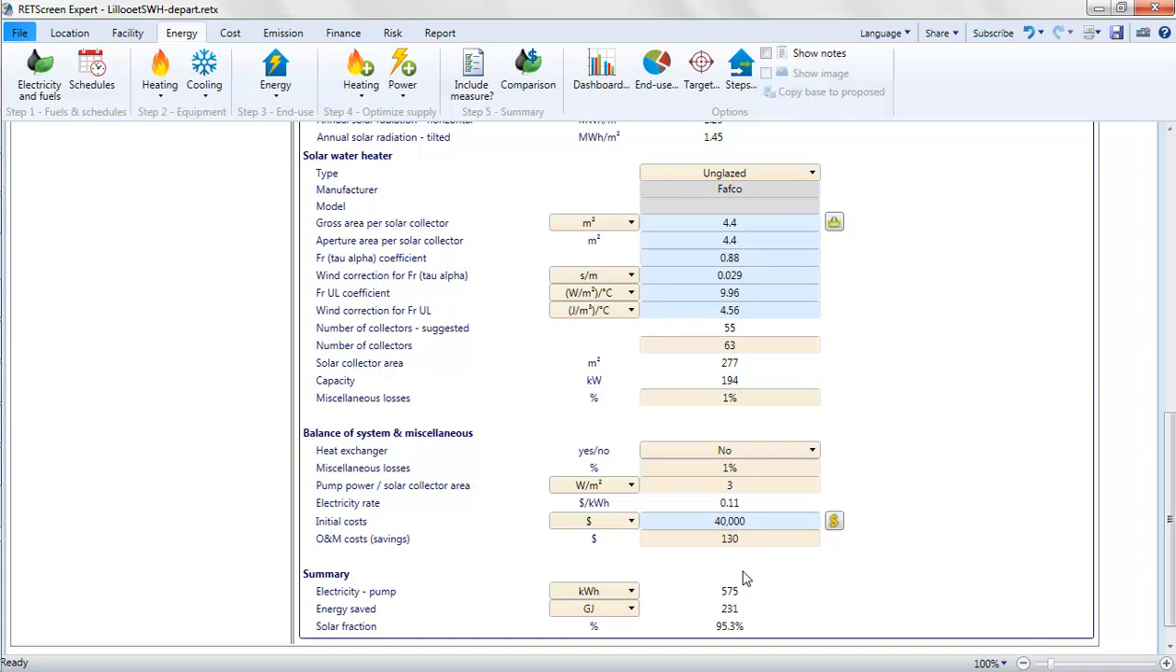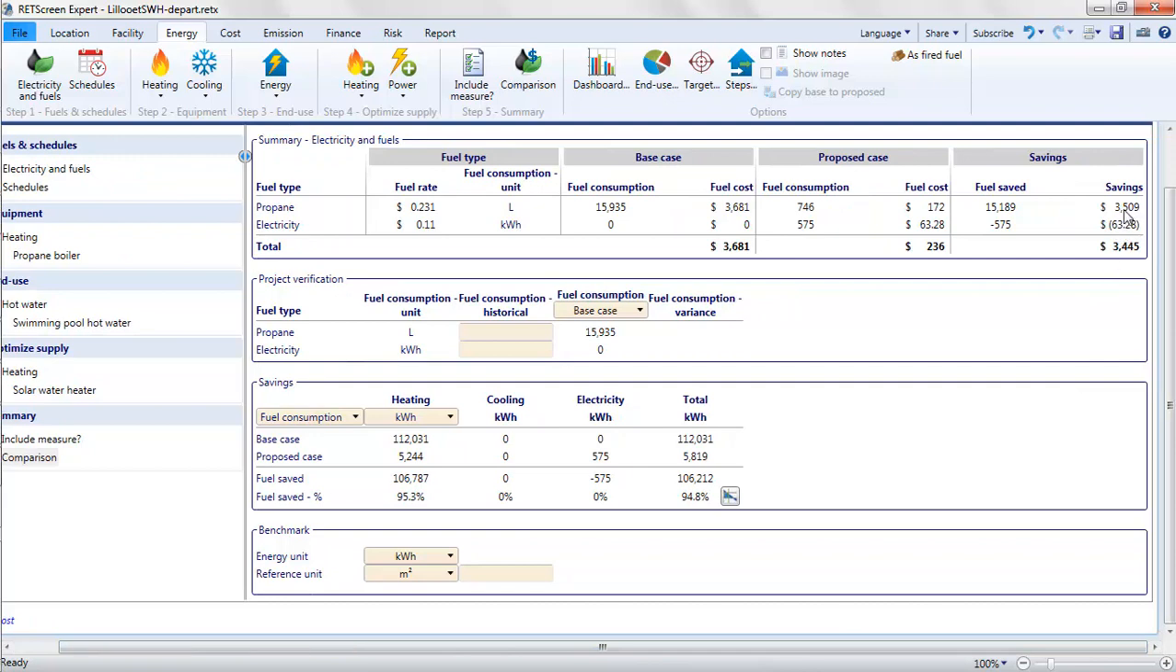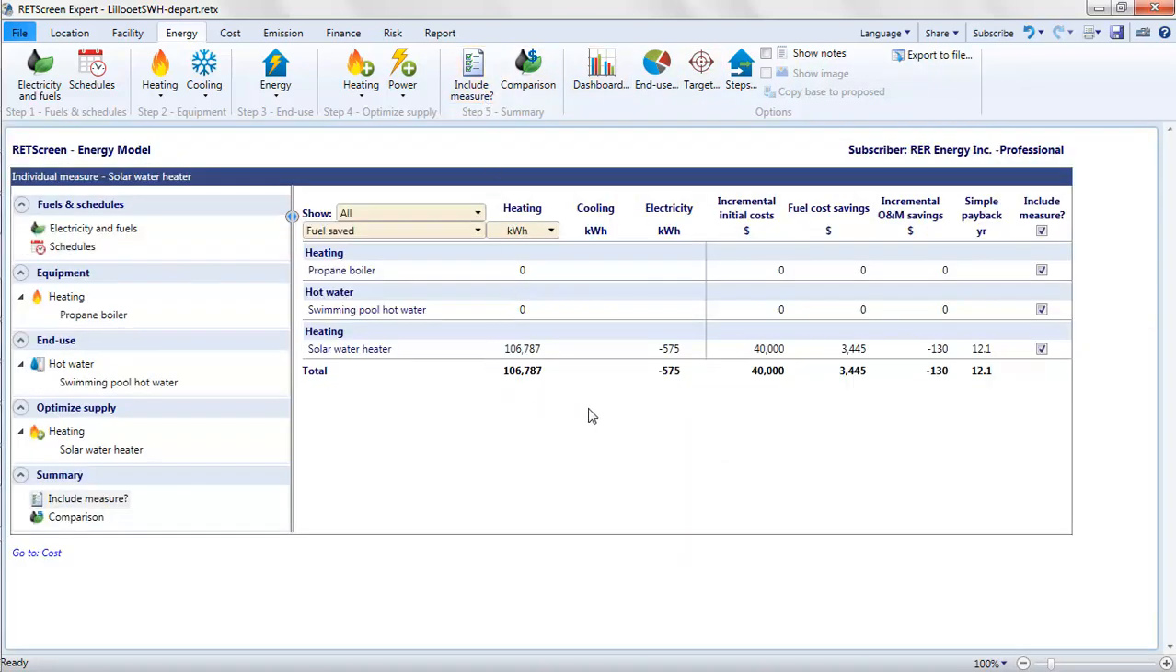Based on the values of the above parameters, RETScreen estimates annual electricity consumption of 575 kilowatt hours in the pump. This is small compared with the 64,000 kilowatt hours, or 231 gigajoules, of annual energy savings in fuel. That is 95% of the 242 gigajoule heat requirement. The comparison page shows that the propane savings of $3,500 per year far outweigh the electricity costs for the pump of $63 per year.